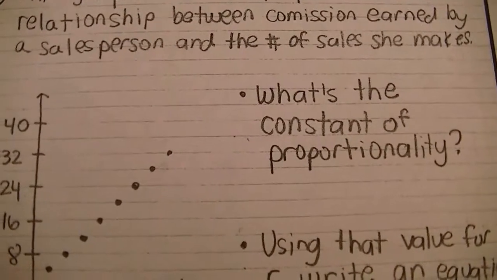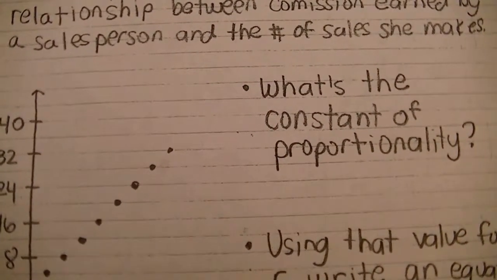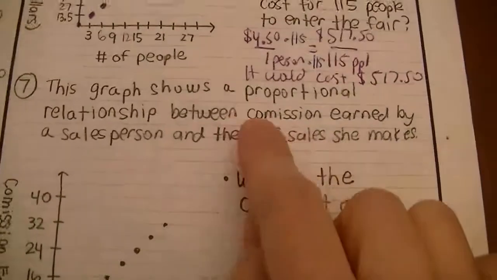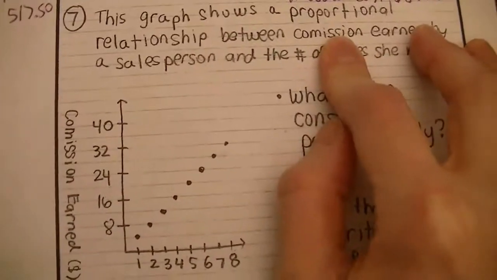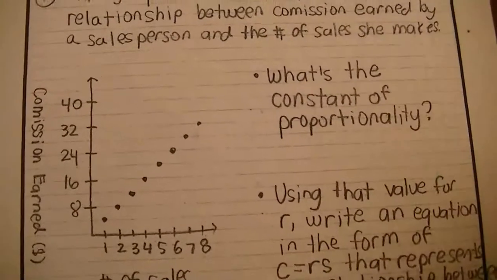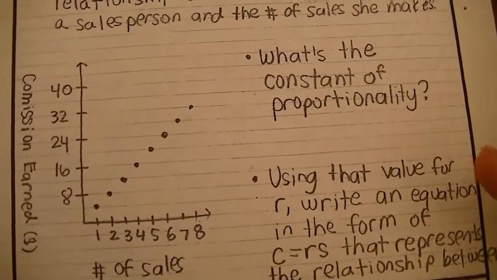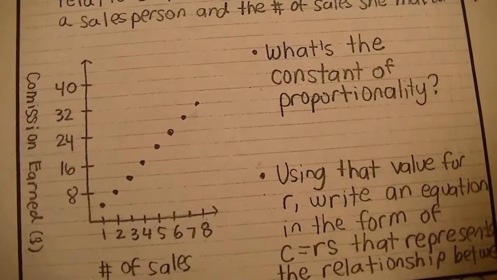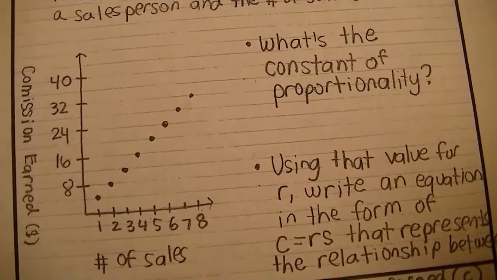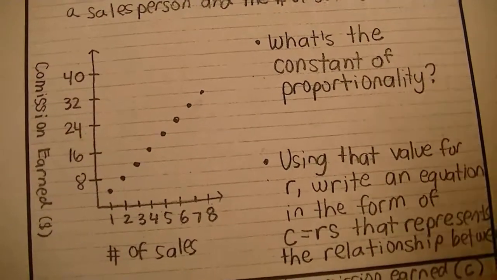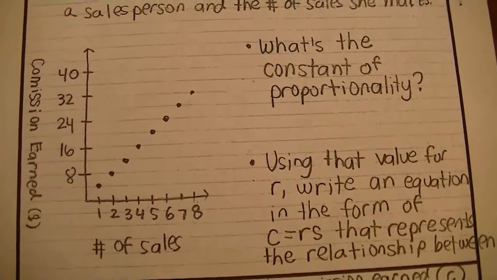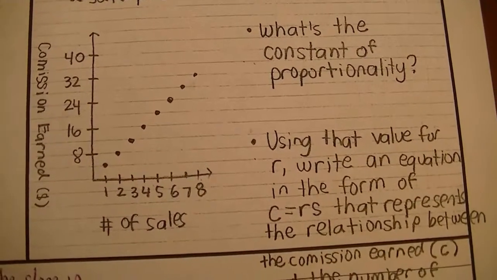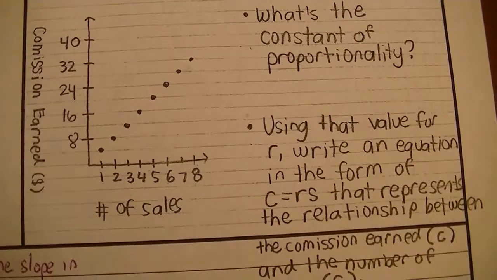Number 7 says, this graph shows a proportional relationship between commission earned by a salesperson and the number of sales she makes. So what I want to talk about real quick is this word commission. Commission, the best way to describe it is if you're a salesperson, some salespeople make commission, and what that means is if they sell a customer a product, that person that sold the product earns maybe a percentage of the amount that was sold.